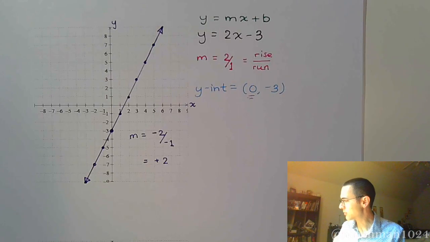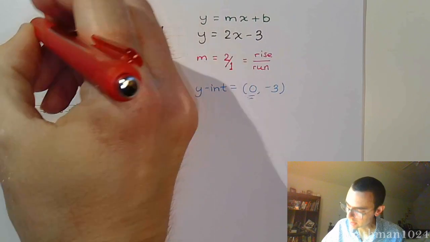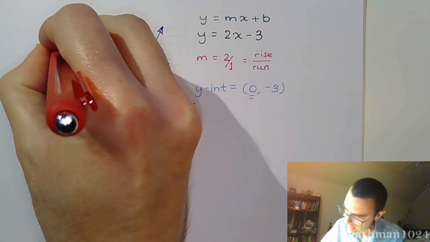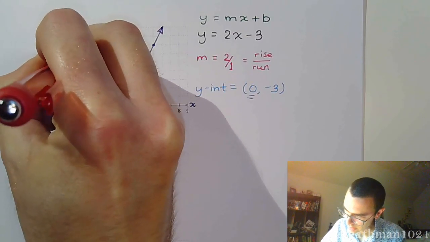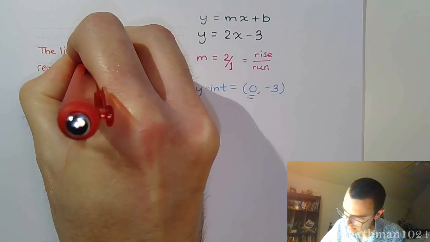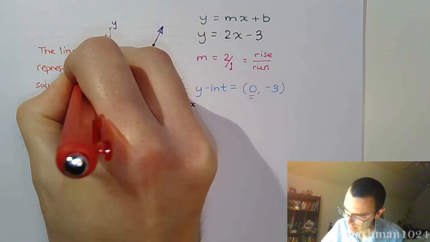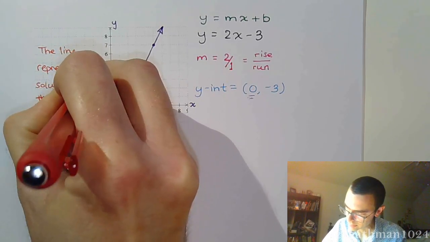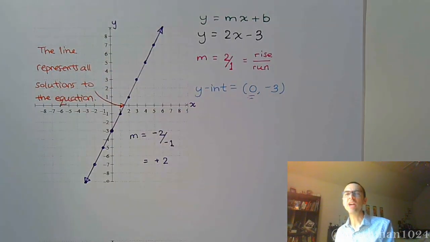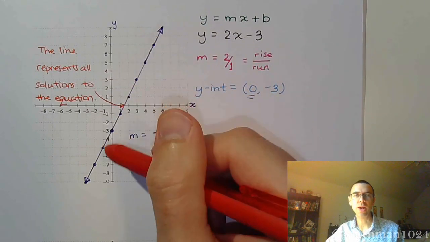So let's make sure that we have that written down so we understand the purpose of the line. So the purpose is what the line represents. The line represents all solutions to the equation. So we didn't have a way to write all of the solutions, write all of the ordered pairs that would work for this equation. That's where the graph comes in.